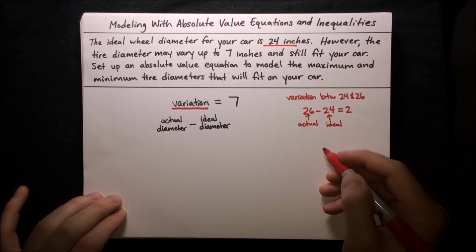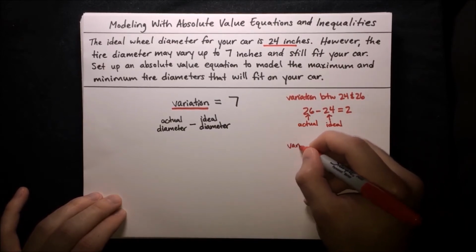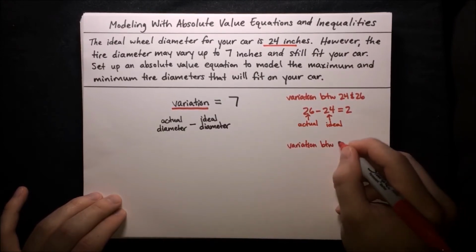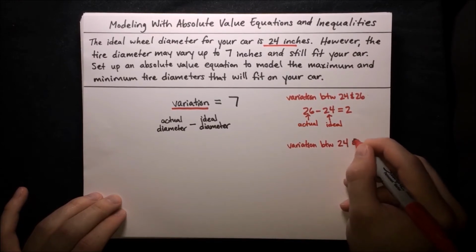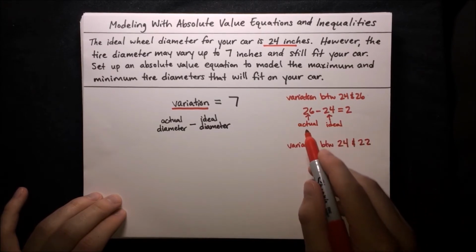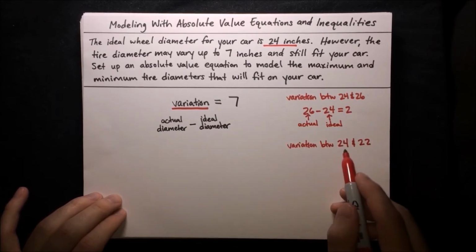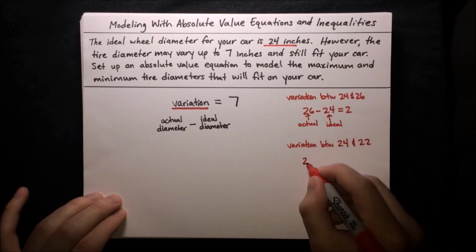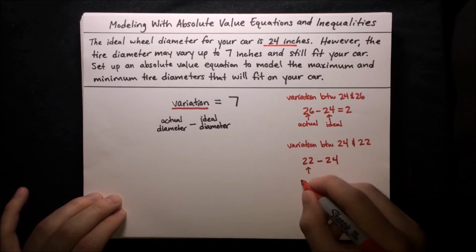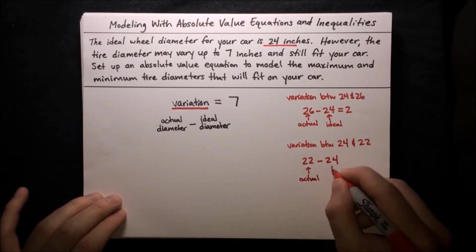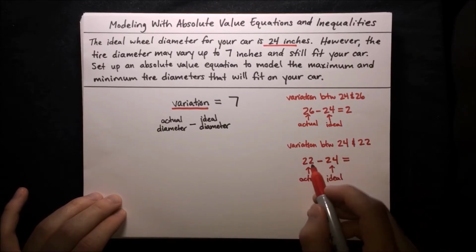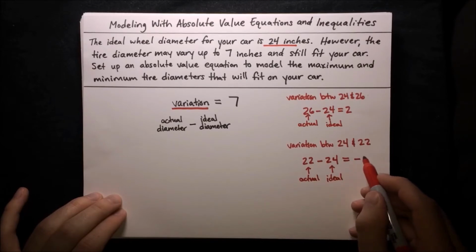Okay, so let's do another experiment. How about the variation between the ideal diameter, which is still 24, and an actual diameter of, how about 22? What if we do the same thing, actual diameter minus ideal diameter? So actual diameter is 22, so take 22 and then minus 24, ideal. Let's label that actual minus ideal. What would that be? Well, 22 minus 24 is negative 2.